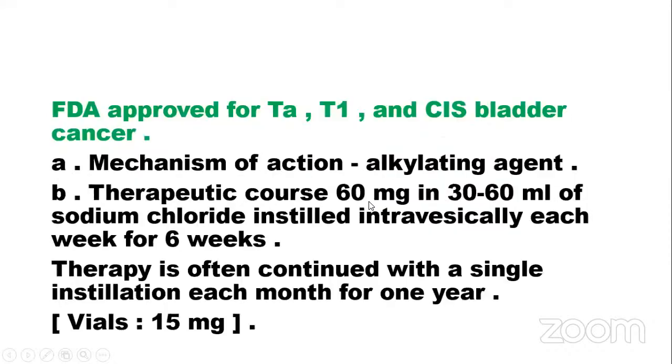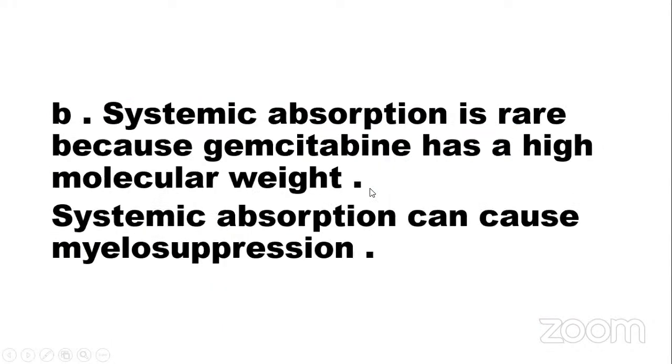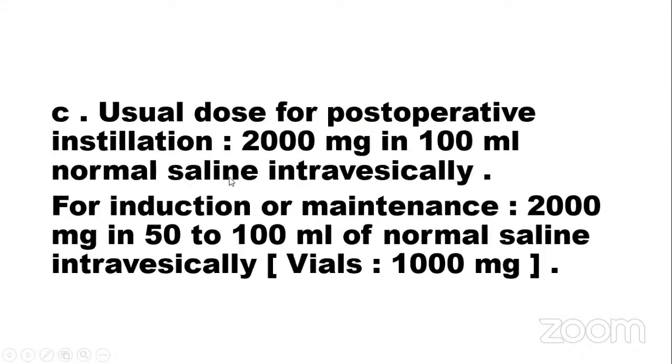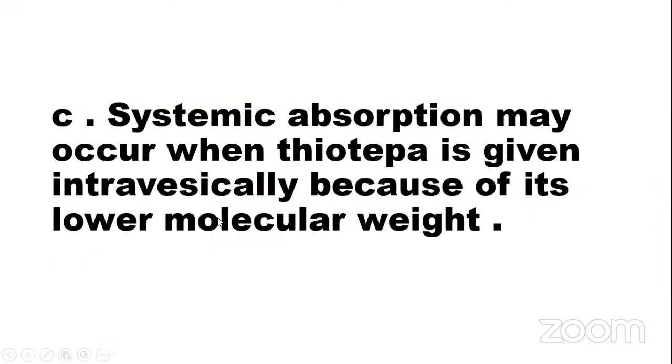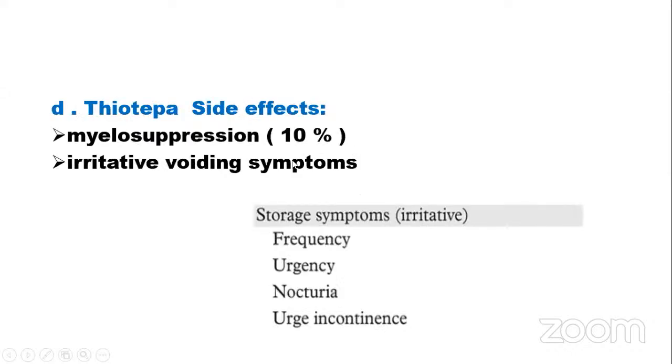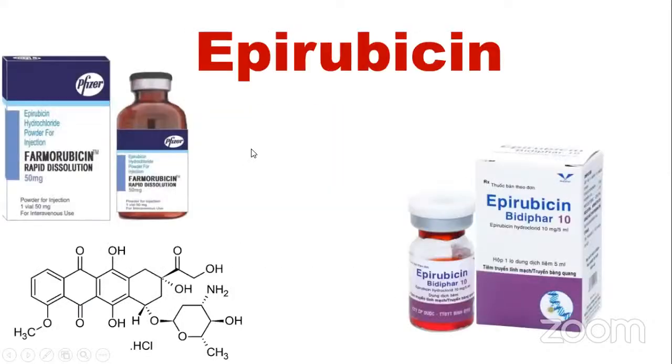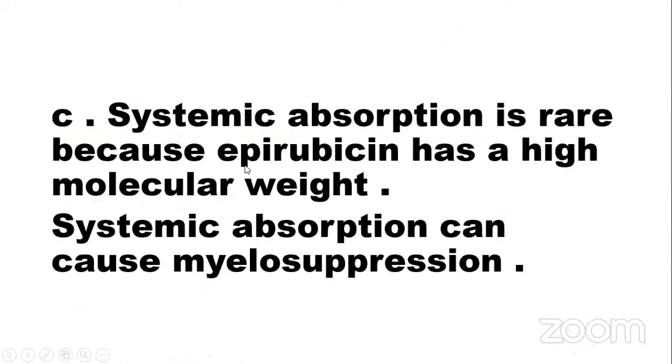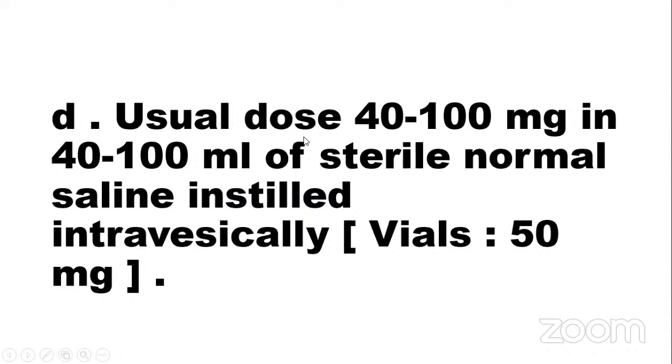We speak about gemcitabine. As you see, gemcitabine has a high molecular weight, but Thiotepa has a low molecular weight, so systemic absorption and systemic side effects might occur. Ibuprofen systemic absorption is rare because of its high molecular weight. Systemic absorption can cause myelosuppression.